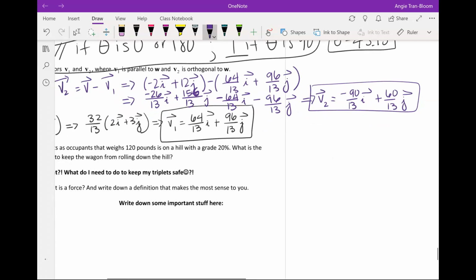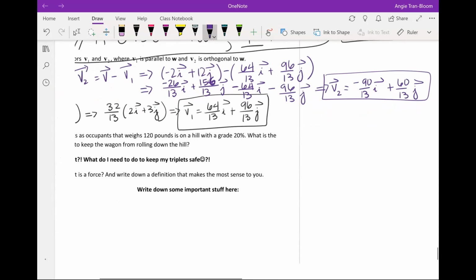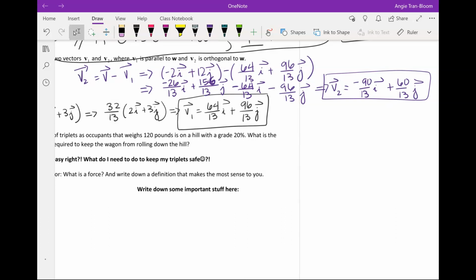We decompose them. Now, which one is parallel to W? V1. Okay, V2 should be perpendicular to W. Okay, so why is that important? Because we're going to use it right now in this application.